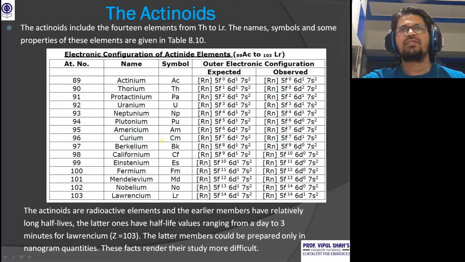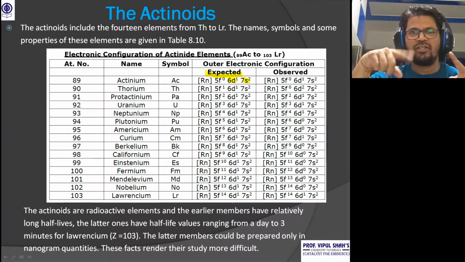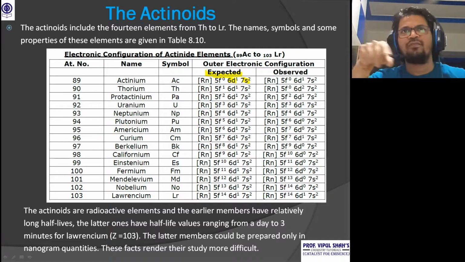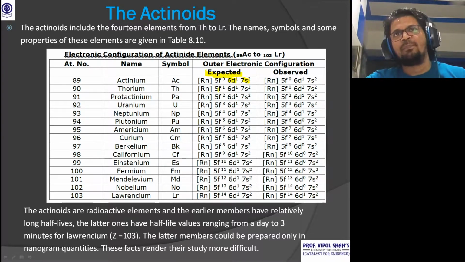Now look at this. As per the Aufbau principle, all should go into 7s2. So just look at what I'm highlighting on the slide, please. In expected, all are 7s2 throughout. All have 6d1, because that's the anomalous behavior. Technically, as per the order, after 7s it should have gone into 5f and then into 6d, but because of the small energy difference between 5f and 6d, one electron goes into 6d, and that one remains throughout, and then the 5f starts filling up properly. So look at that, actinium is 5f0, meaning the electron is not in the F block. That's why actinium is a D block.